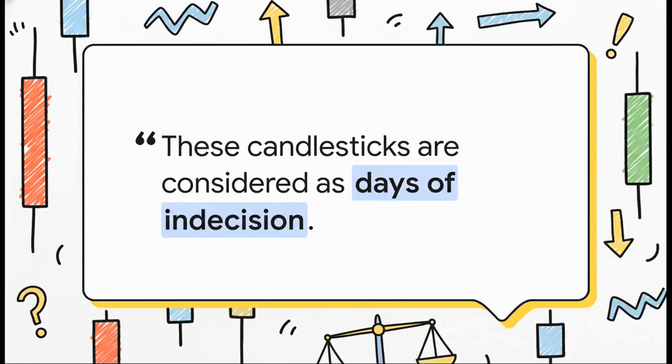The source material puts it perfectly. These are considered days of indecision. And why is that so important? Well, because a moment of pure indecision, especially after a strong trend up or down, can often be a warning that a change, a reversal, might be just around the corner. It's a critical signal to pay attention to.